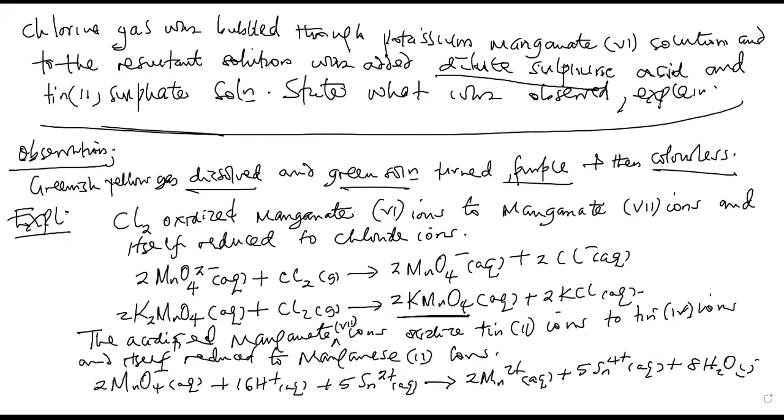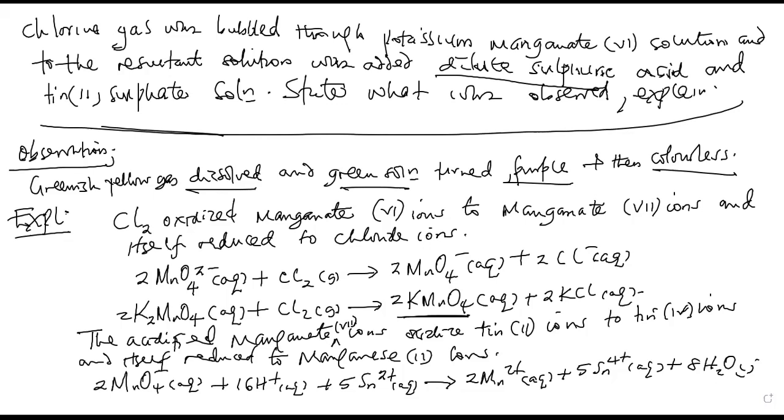The permanganate ions are oxidizing agents, so they are reduced to manganese 2 and water. The tin is a reducing agent which is oxidized from tin 2 to tin 4. On combination of these two, there is a YouTube video that I recorded on the redox reaction, so that one can guide you on how to write redox equations.